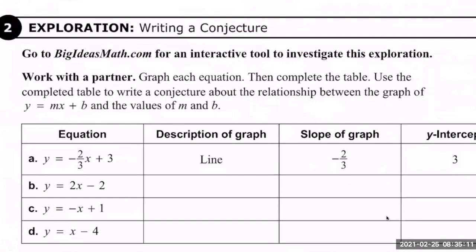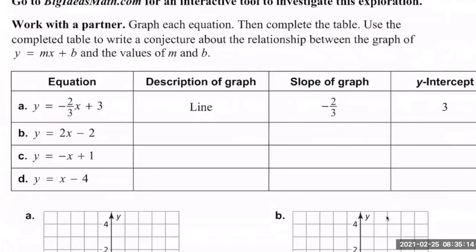Okay, now we're moving on to the next section. So they've already done the first one for you. We have y equals negative 2/3 x plus 3. The description of the graph is a line. They found the slope, they found the y-intercept. The reason why this one is a line is because of our x. Because the x does not have any exponents on it, it means it's going to create a straight line. So that means for all of these ones, we're going to create straight lines.